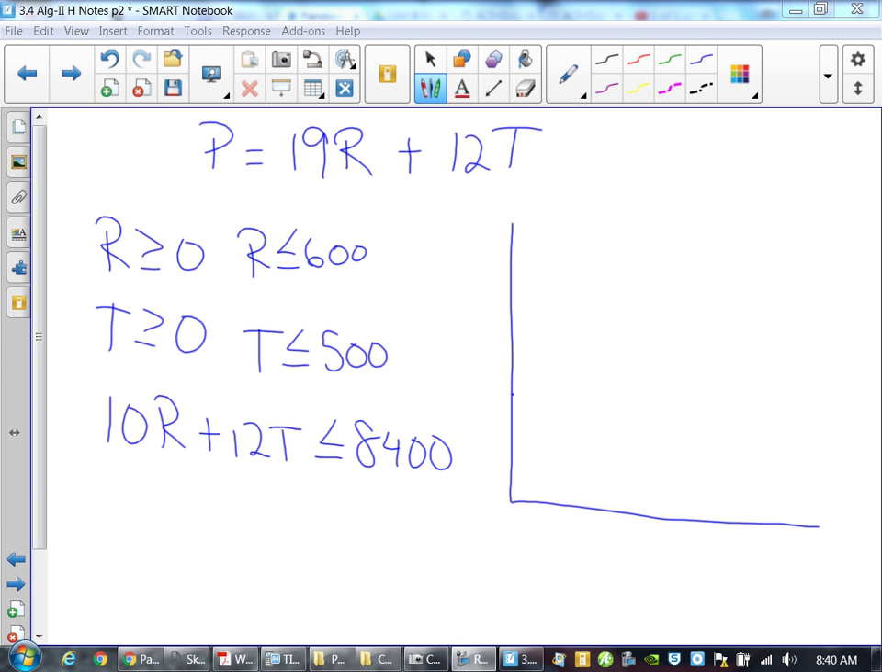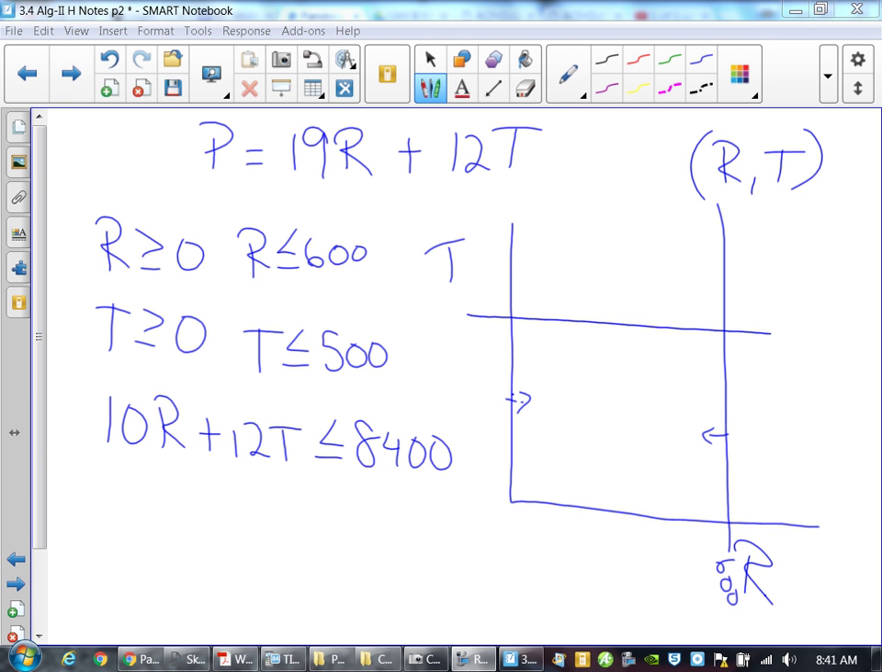Now, does it matter where I place the R and the T? Not really. I'll probably put the R on the X and the T on the vertical. Honestly, the reason is that I wrote the R value first, so I have to make a little note that it's R, T. So we have R greater than 0, less than 600, so we are going out this way, and we'll make a 600 line here and come back this way. Then we have a cap at 500 and it's moving down.